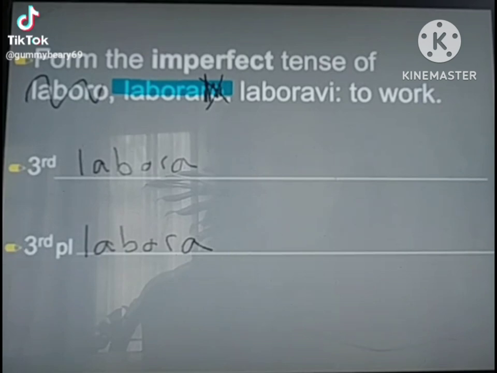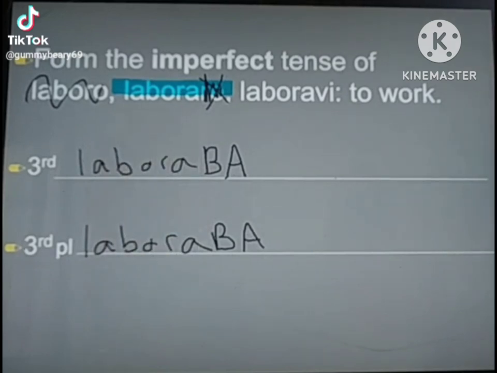Then I need to add a B-A to both of them. It doesn't have to be capitalized, I'm doing it for emphasis. This is third person, so I'm going to use the same third person endings that we use in the present tense. So it'll be T, then N-T.